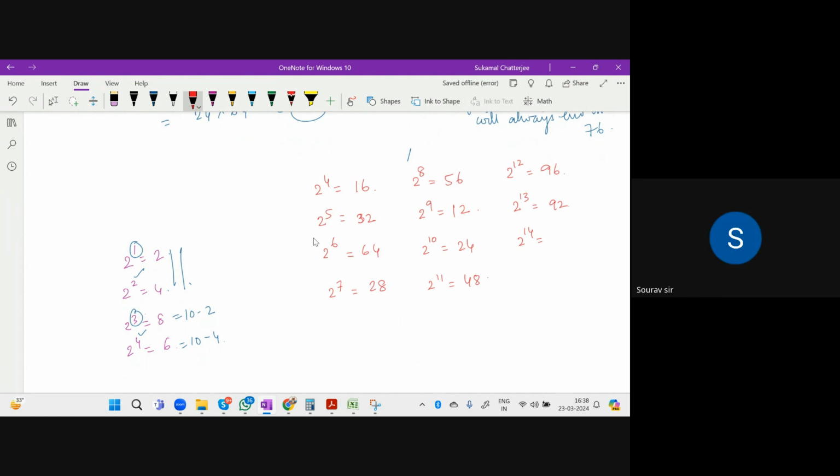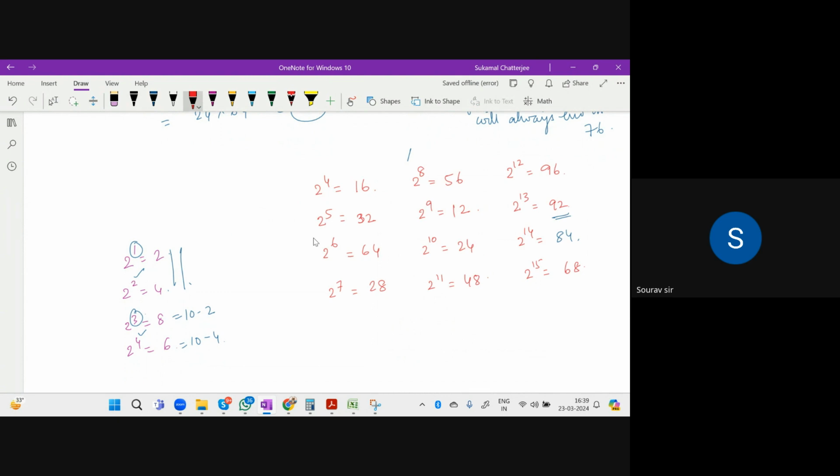You see, don't get confused. What you have to do is just multiply this with 2. 92 into 2 is 184. Take the last 2 digits. As simple as that. That is why I'm just taking the last 2 digits, because if I was writing all the digits, you might get confused. 2 to the power 15 will be 6, 8. Right? Now let us see if we can find some pattern.